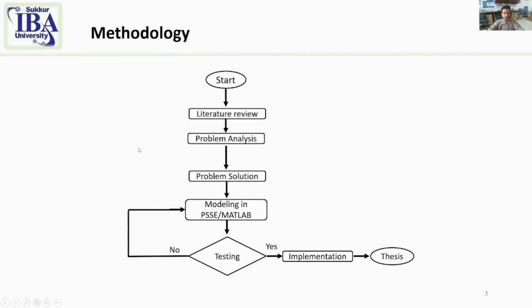So this is our methodology. First, the literature review, then the problem analysis, then problem solution, then modeling in PSSE or MATLAB, then testing, and then implementation.